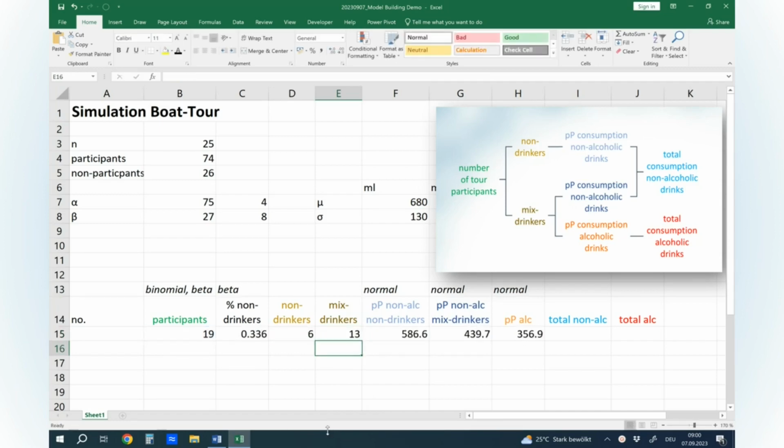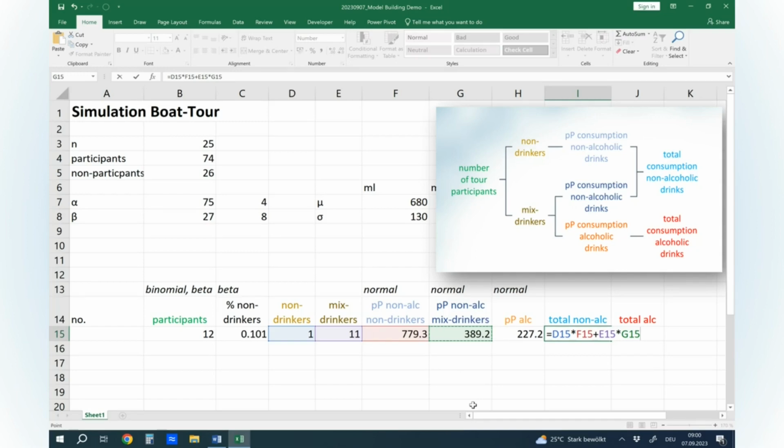We do have the per person consumptions, so multiplying the number of non-drinkers with their per person consumption and adding the number of mixed drinkers times their per person consumption, I get the total consumption of non-alcoholic beverages. The total of alcoholic drinks results from the number of mixed drinkers times their per person consumption of alcoholic drinks.